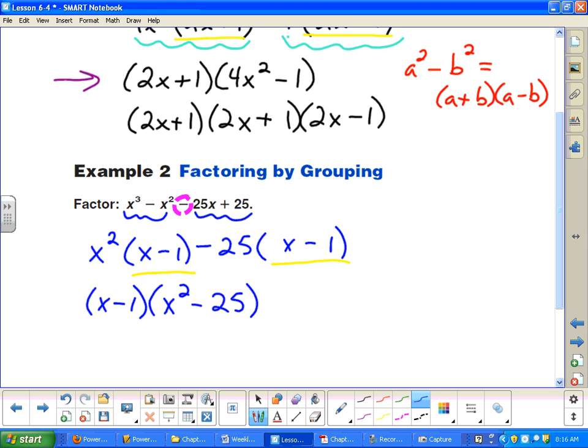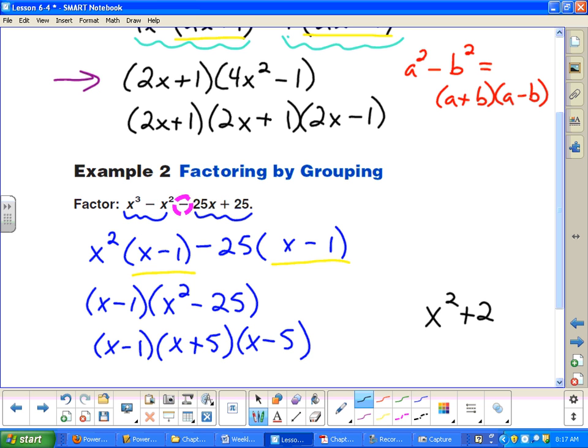Which is what, Lauren? It's the difference of two squares. So it would be x plus 5 times x minus 5. Could I factor it if it was x squared plus 25?